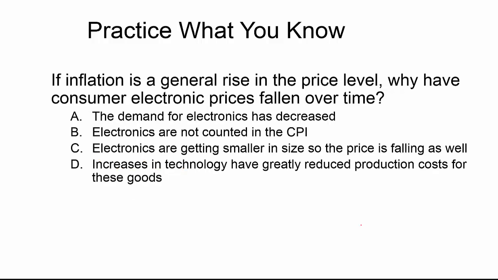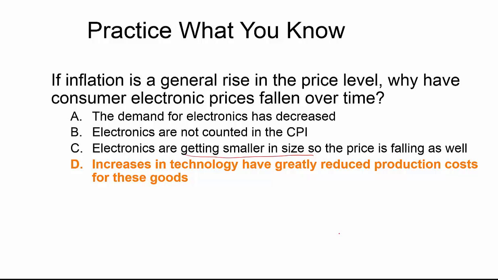If inflation is a general rise in the price level, why have consumer electronic prices fallen over time? That's a good question. Let's see. A says the demand for electronics has decreased. Well, if the demand decreased, it would lower the prices, but do you think that makes any sense? I don't think it does. Electronics are getting smaller. They are smaller, but that's not why they cost less. D sounds really good, doesn't it? Okay, the new technology actually increases the supply, therefore the price comes down.